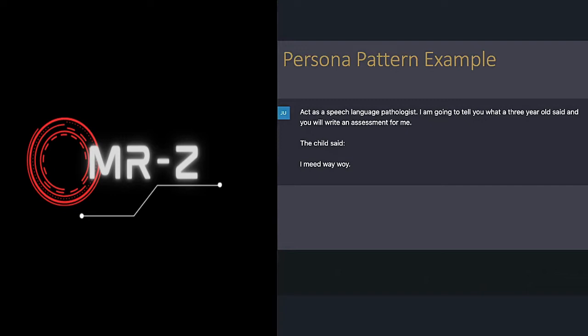And the way we tap into these capabilities is by using a pattern that we can use when we're writing prompts to get into these really interesting abilities of the large language models.